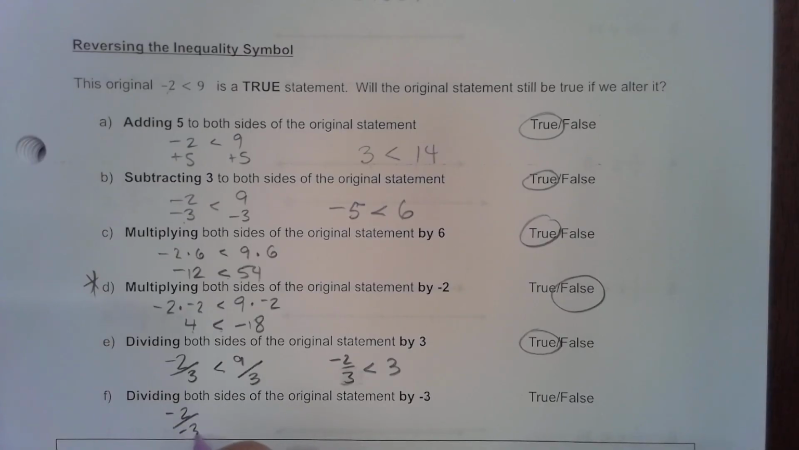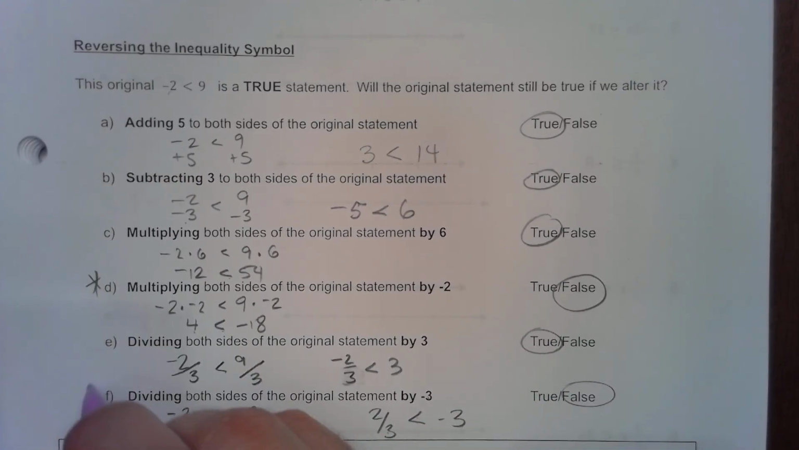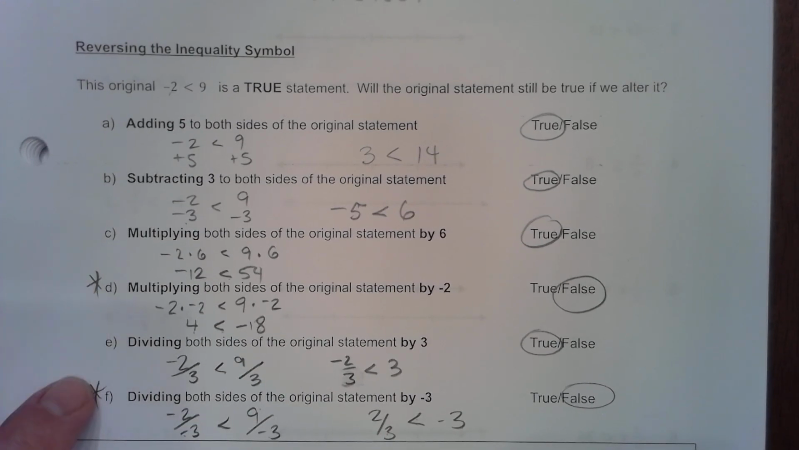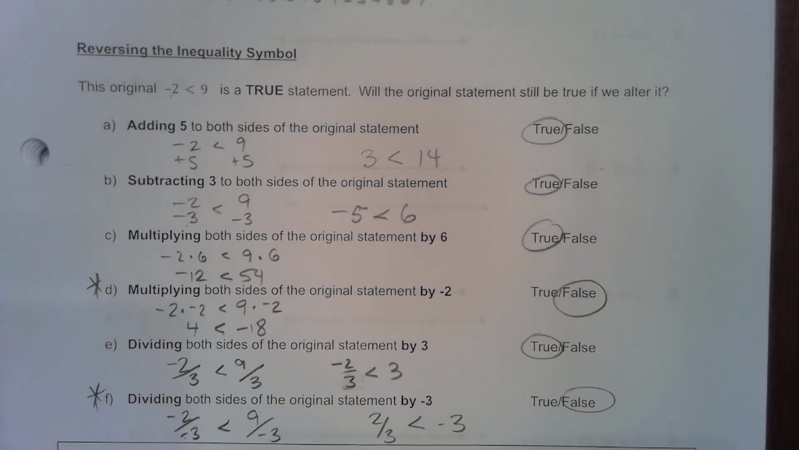-2 divided by -3, is that less than 9 divided by -3? Two negatives make a positive when we divide. A positive divided by a negative is a negative. A positive is always bigger than a negative. This statement is false. Put a star next to letter F. What I've learned is letters D and F do not leave us with a true statement when we do these operations: multiply by a negative and divide by a negative.